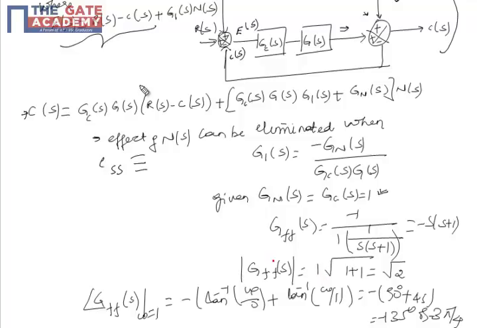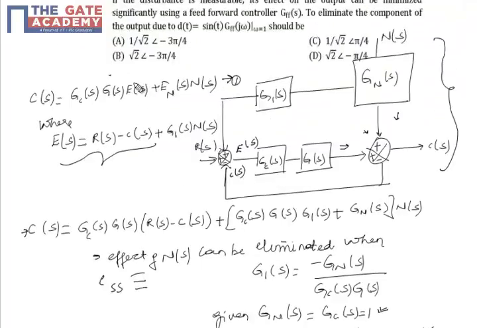If I take the amplitude, I get it as √2, which you can clearly see. I'm taking the mod of this expression, and the angle, or the phase shift, is nothing but minus tan inverse of omega by 0 plus tan inverse of omega by 1. So it comes as minus 135 degrees, which is nothing but 3 pi by 4. So here the amplitude is √2 and the angle is minus 3 pi by 4. So the correct option is B.